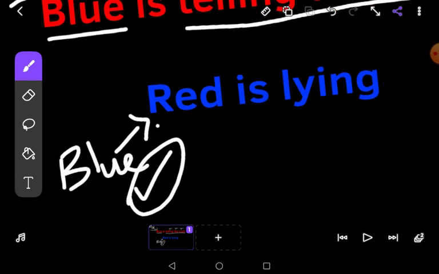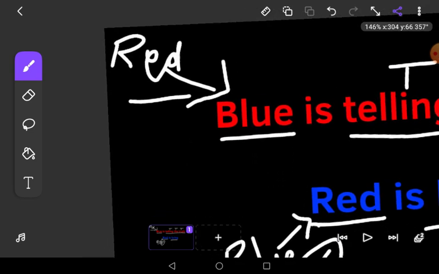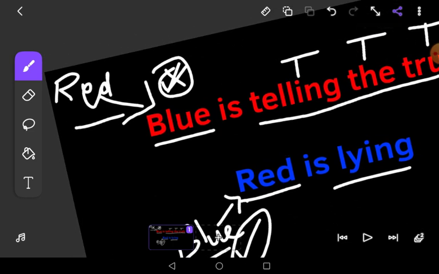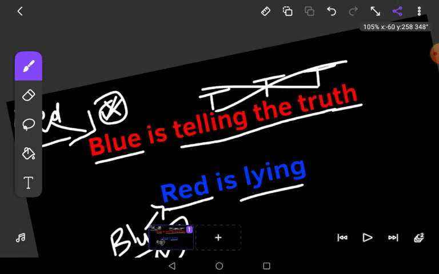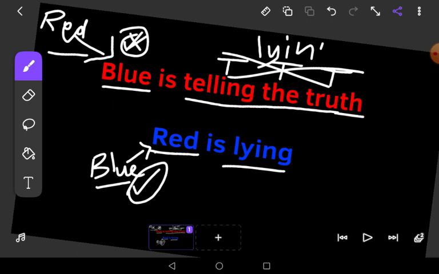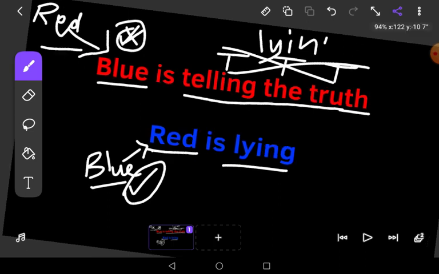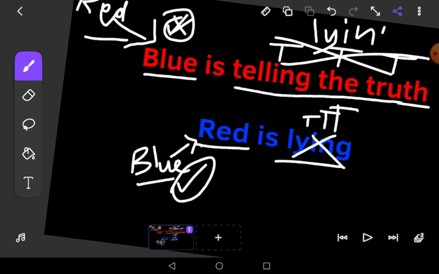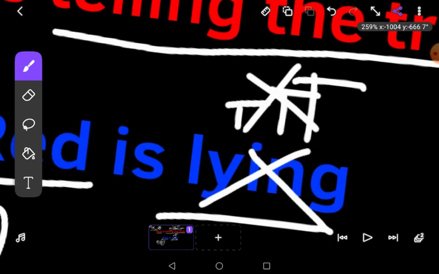But wait a second. He's saying that blue is saying that red is lying. That means red is not verified. That means if red is lying, that means the opposite of telling the truth is lying. Alright. Red is lying. But that means blue is lying. The opposite of lying is telling the truth. Because the opposite of lying is telling the truth, that means red is telling the truth about blue lying. Blue is lying about red telling the truth. That means red is not actually telling the truth. Red is actually lying.